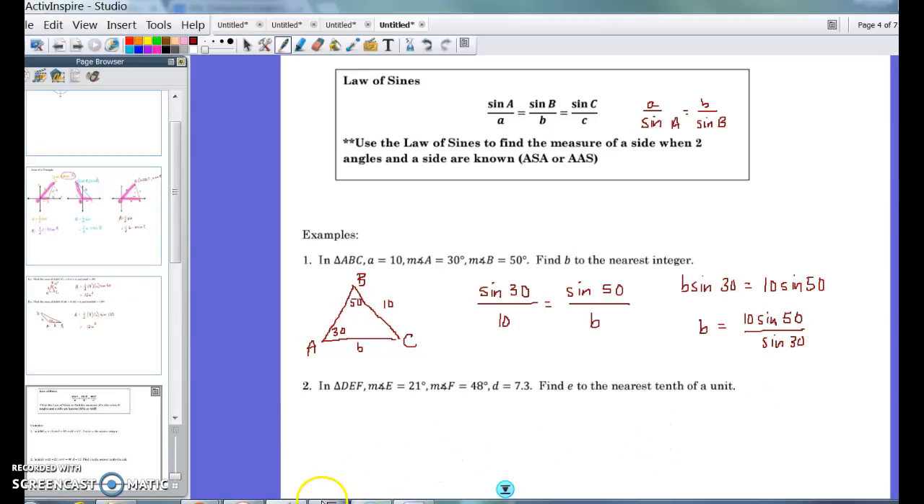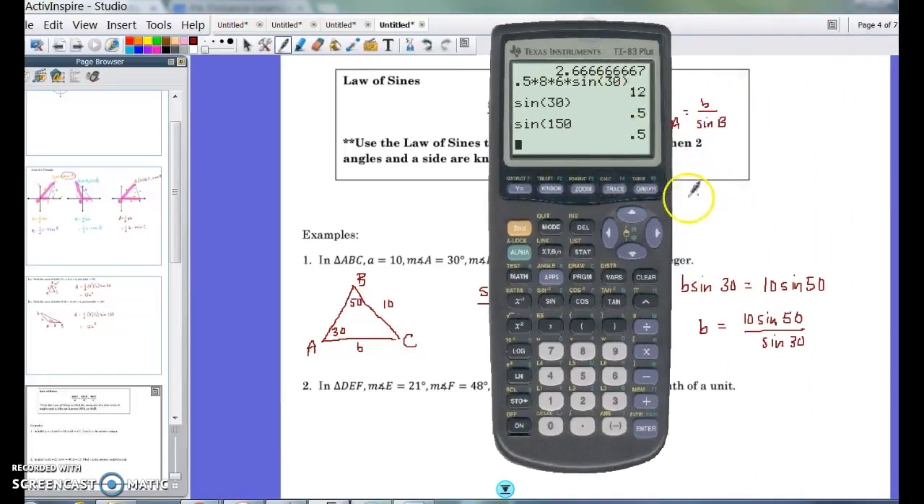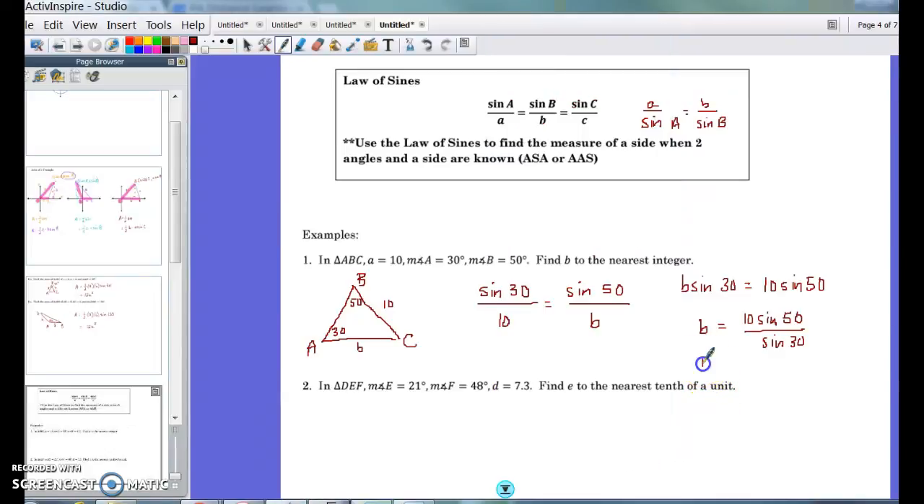And when you do this in your calculator, just be careful that you make sure you close your parentheses before you divide. Otherwise, it's going to give you the wrong answer. So let me make sure my mode is right. Yep, it's in degrees. Okay, so I've got 10 sine of 50, close your parentheses there, and then hit the division symbol, sine of 30. And that's going to give me b is 15.32 something something. So to the nearest integer, b is about 15.